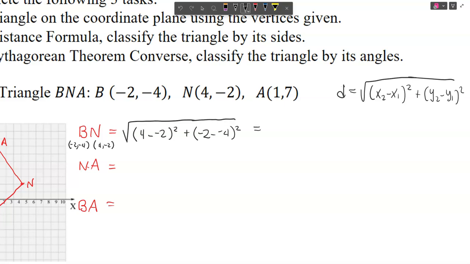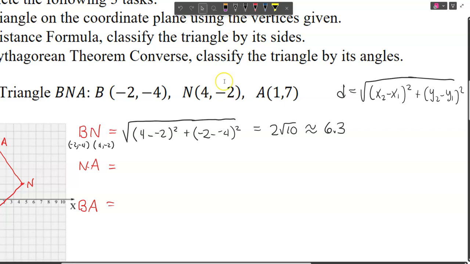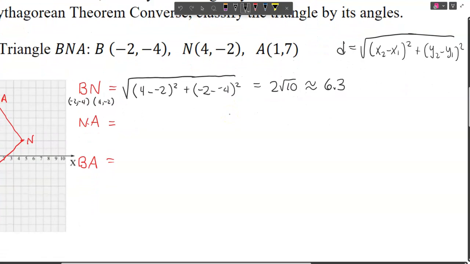Then we're just going to type that entire thing into our calculator. Make sure you type it in with the parentheses. If you want to write minus negative, that's okay, but we might know that when you subtract a negative, that's actually adding, so that's an option as well. I get an answer of 2 root 10 in my calculator, which is a decimal approximation of about 6.3. Go ahead and pause this video and try this with segment NA and segment BA, and let's see what we get as our distance formulas.